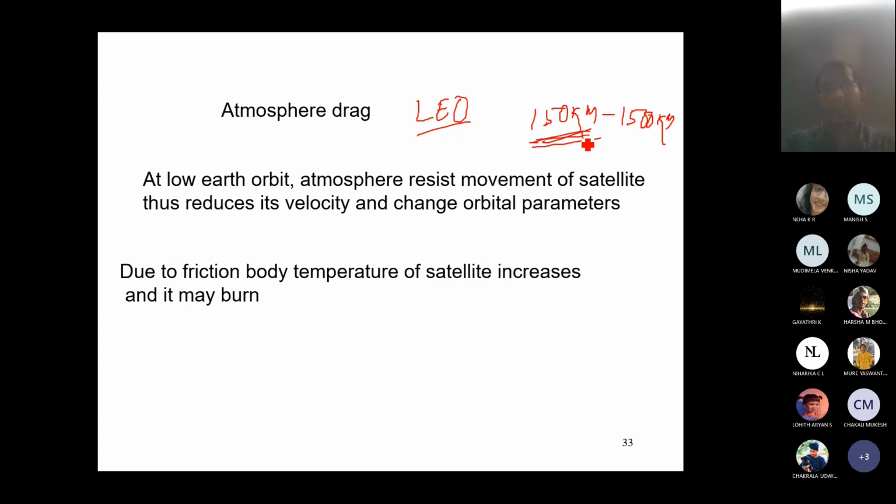You can see that when an aeroplane is moving and it is heavily raining, you cannot observe any water droplet on the side of the aeroplane, because at such speed the body of the aeroplane will be heated. So no water droplet you can observe, even if it is raining. So due to this friction, the body temperature of the satellite increases, and there is a chance that the satellite may burn if it is too much heated.